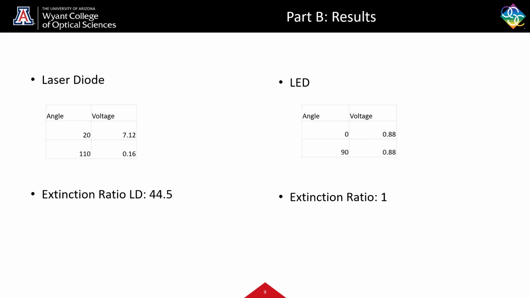These are the results for the second section of Part B, with a polarizer being placed in between the laser diode in the center and the LED in the center. For the LED, on the right, there was no change in voltage based on the angle of the polarizer, which means the extinction ratio is 1. And for the laser diode, there was a change in the voltage produced with a change in angle of the polarizer, and the extinction ratio turned out to be 44.5.